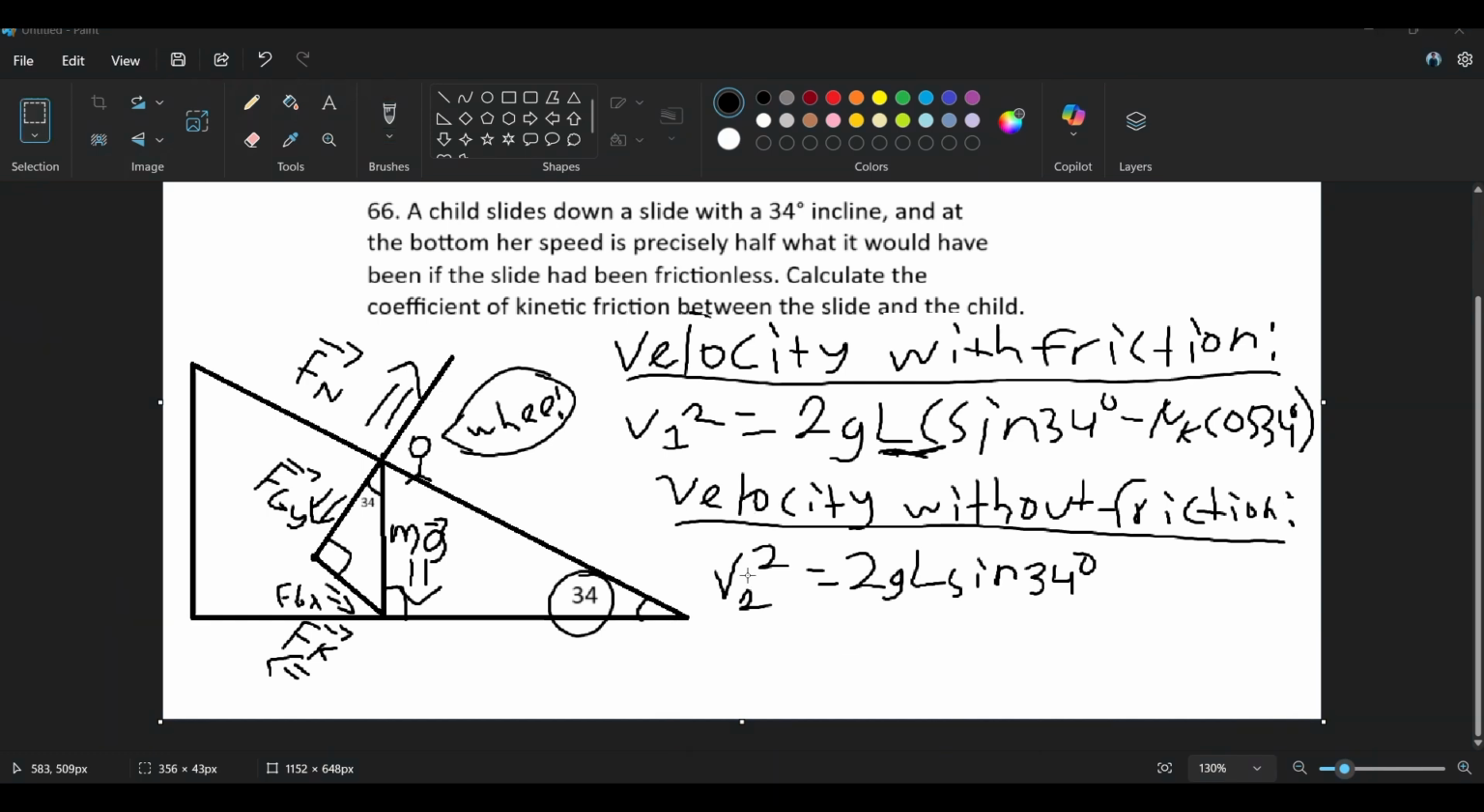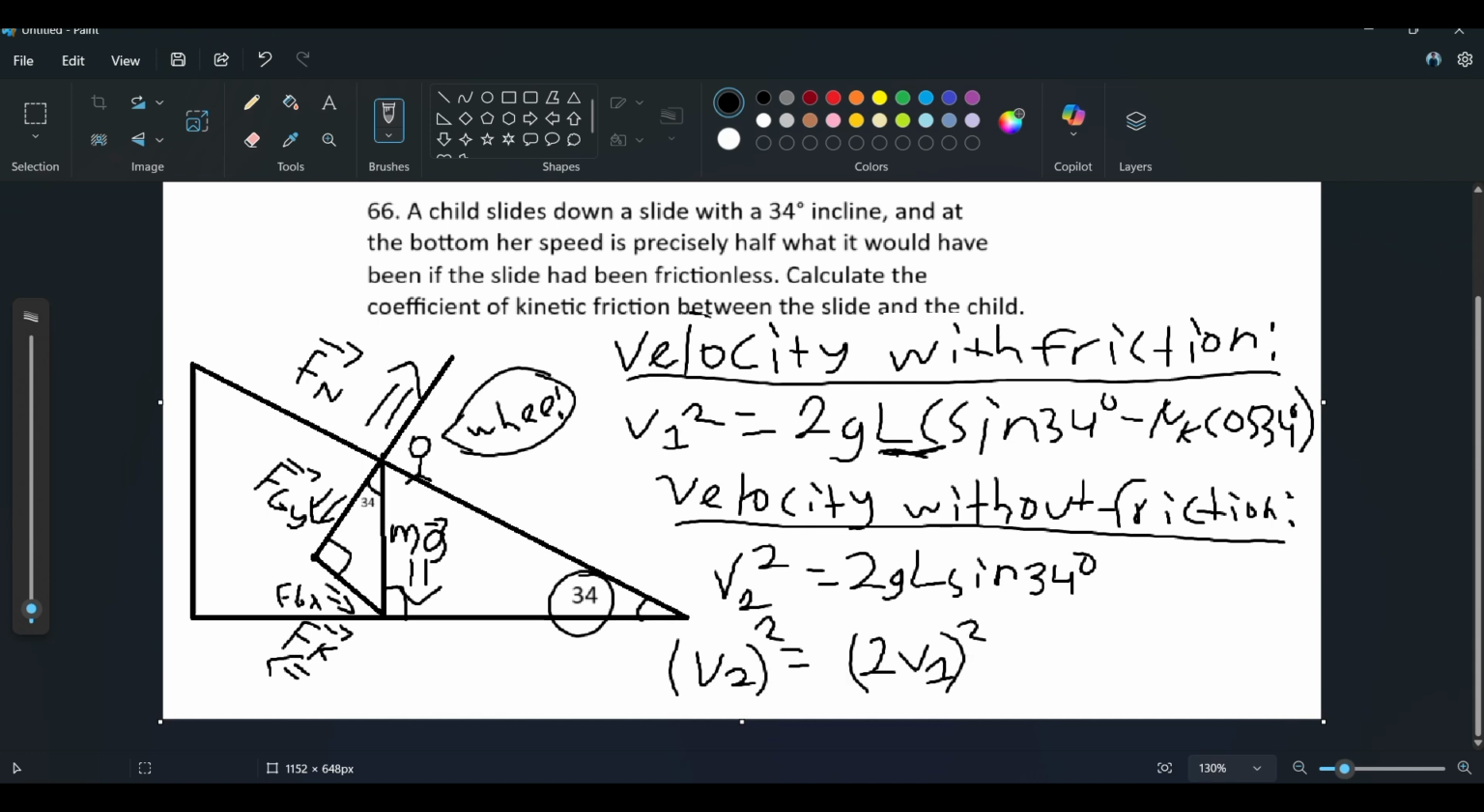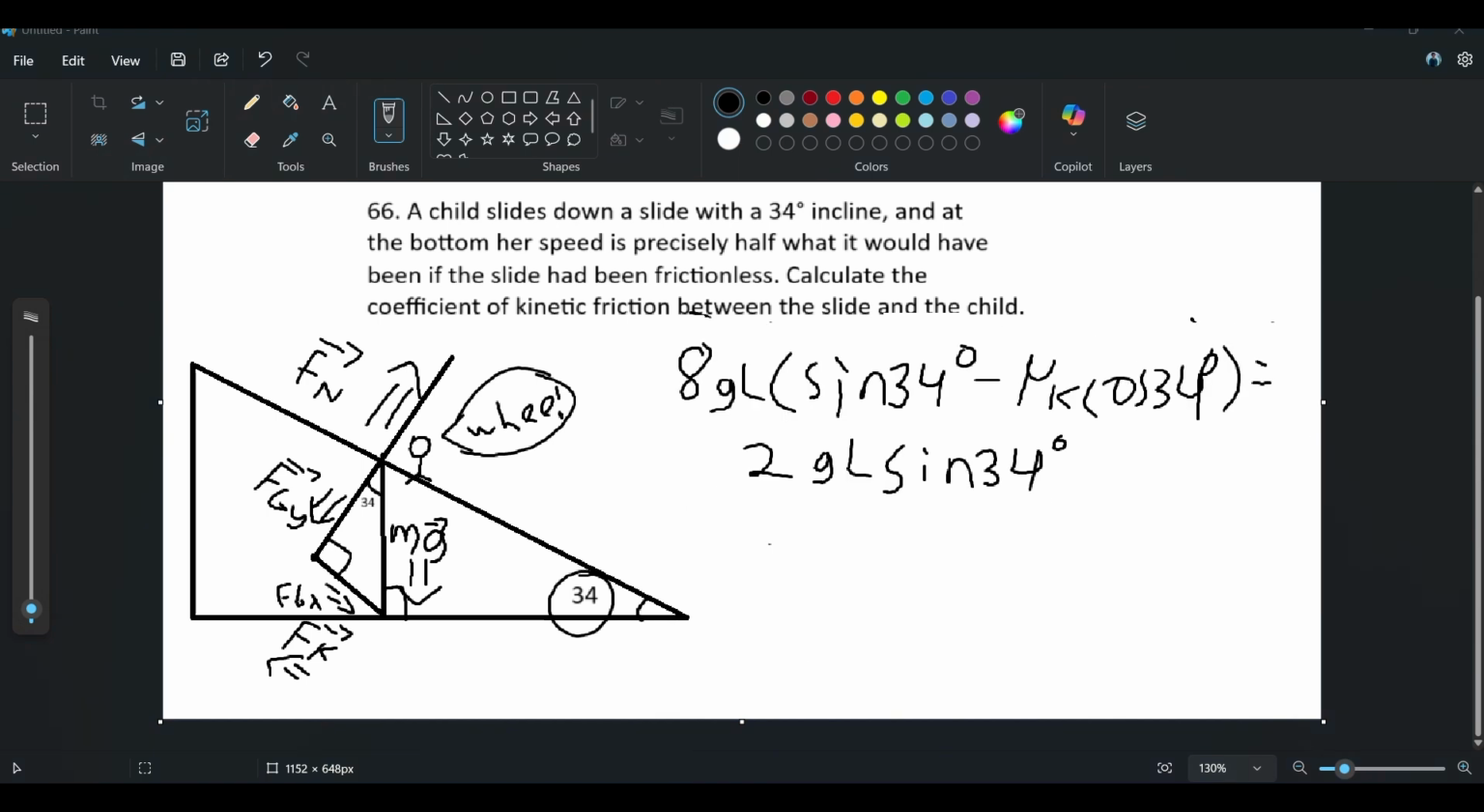Now, what does the problem tell us? The problem says that if she travels without friction, that speed is going to be twice her speed if she travels with friction. So v2 is equal to 2 times v1. We can square both sides to say v2 squared is equal to 2 v1 squared, which equals 4 v1 squared. Okay, so now all we need to do is equate our expressions for v1 and v2, and then solve for the coefficient of kinetic friction.